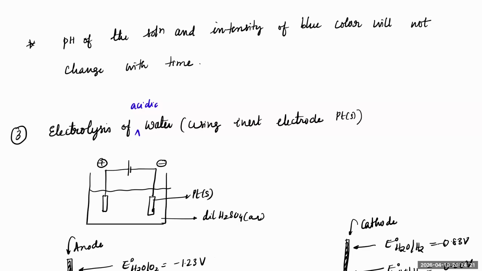You can see if you take copper as the electrode, the pH of the solution and the intensity of the blue color will not change with time, because copper is being generated and copper is only getting reduced.